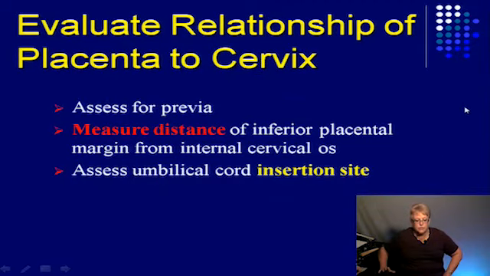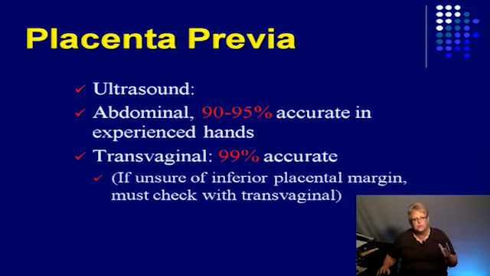Okay, so evaluation of the relationship of the placenta to the cervix, you assess for previa. You want to measure the distance of the inferior placental margin from the internal cervical os, and then assess for umbilical cord insertion site. Make sure that it's not near that cervix. As you read different books and different articles, they'll call it marginal, partial, complete. The main thing is is it covering the cervix, and then how far away is the placenta from the internal os.